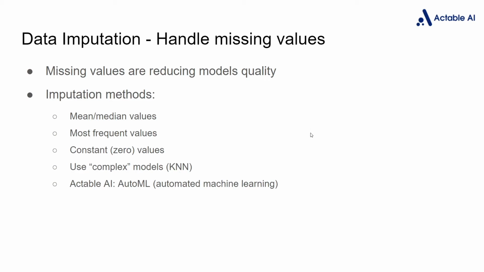And then you have more complex solutions, for instance, using KNN. I won't go into details on this one, but there are other methods. And also at Actable AI, we have our automated machine learning tool, which will automatically replace those missing values, using advanced machine learning.